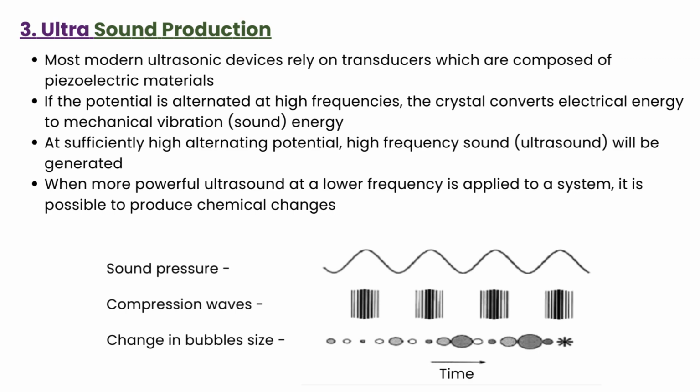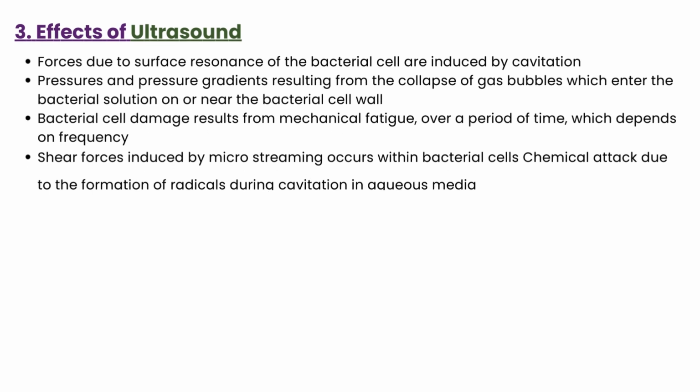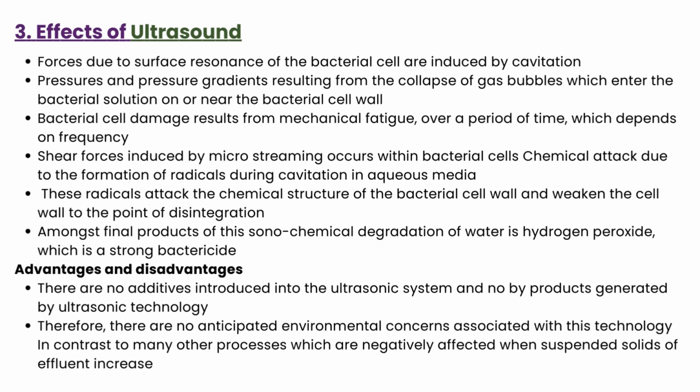You can see the sound pressure, the compressed wave and the bubble which the ultrasound is producing. The bubble size is also changing with time. Forces due to surface resonance of the bacterial cell are induced by cavitation. Pressure and pressure gradients result from collapse of gas bubbles which enter the bacterial solution or are near the bacterial cell wall. In the ballast water there are a lot of bacteria, and this pressure gradient, because of ultrasound, is directly hitting the bacterial cell wall.